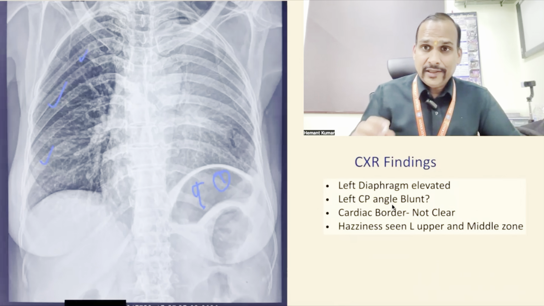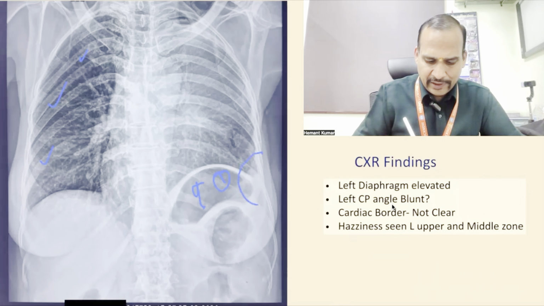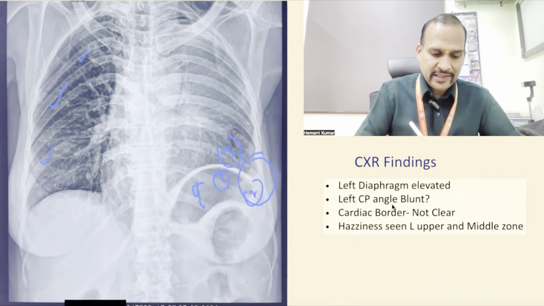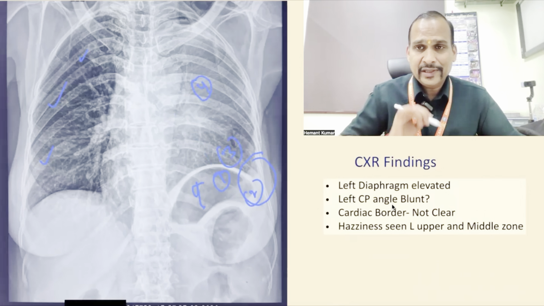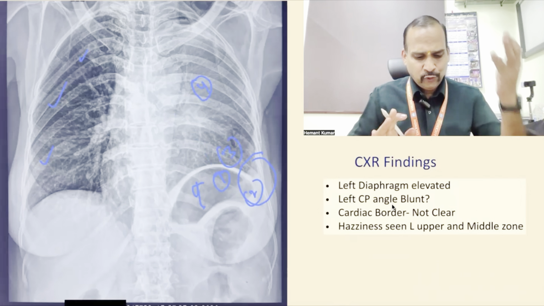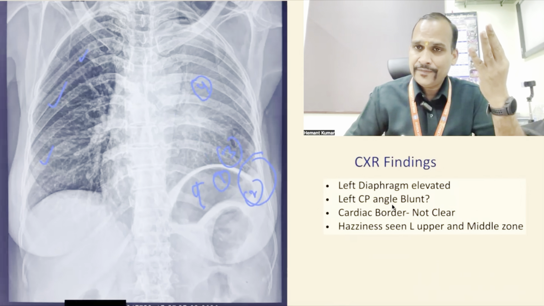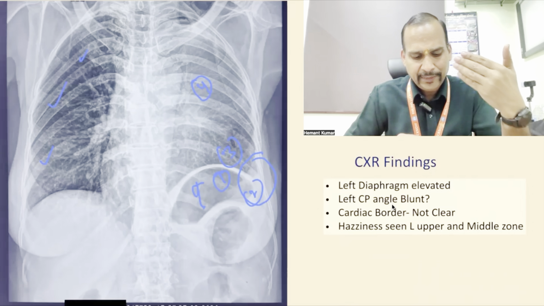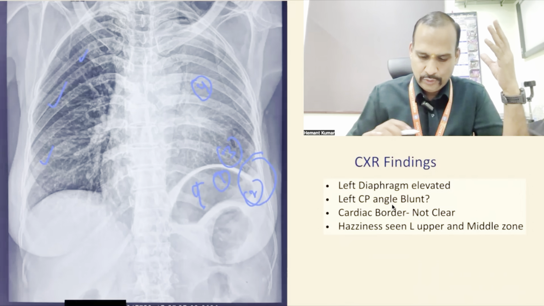Okay, then if you see carefully you can appreciate there is blunting of CP angle. Third thing is you cannot appreciate left heart border. Fourth thing, there is haziness present on left upper zone and middle zone and somewhat lower zone. So four findings are there. One is elevation of diaphragm, second is CP angle, third is left heart border is not clear, and fourth is haziness in left upper zone, middle zone, and somewhat lower zone.